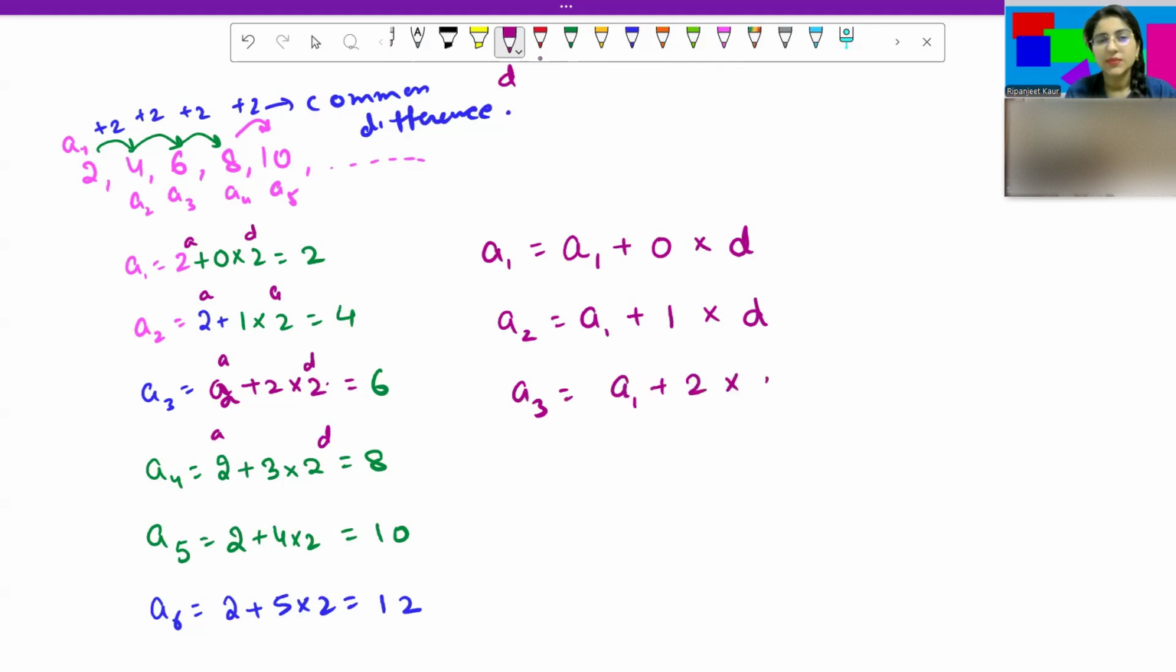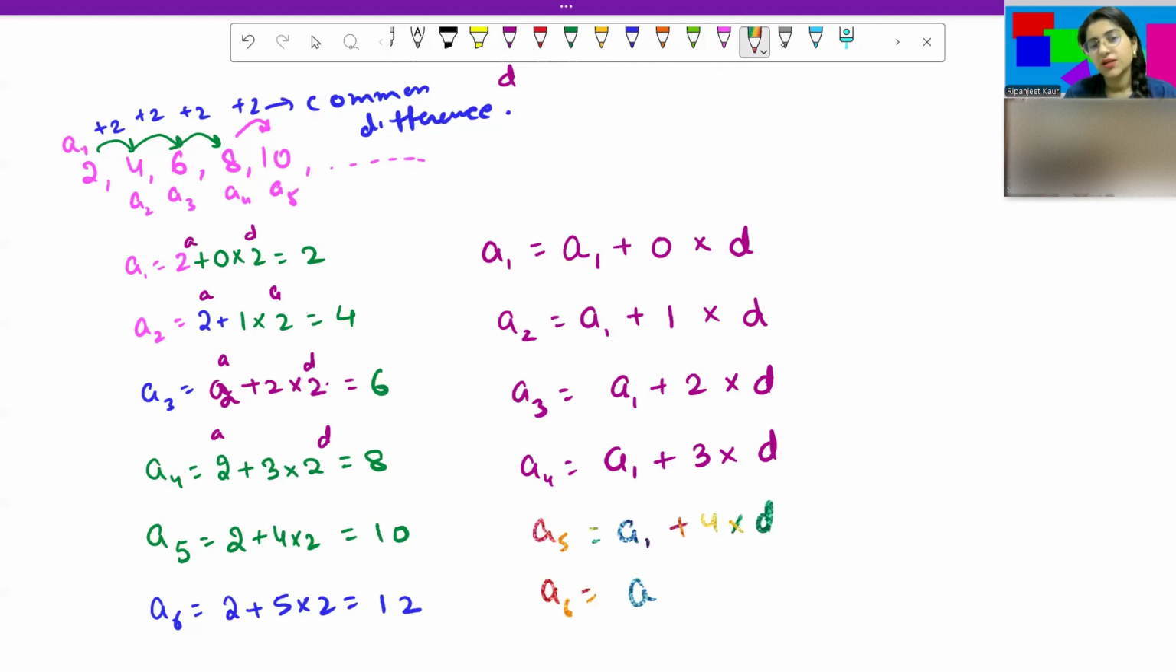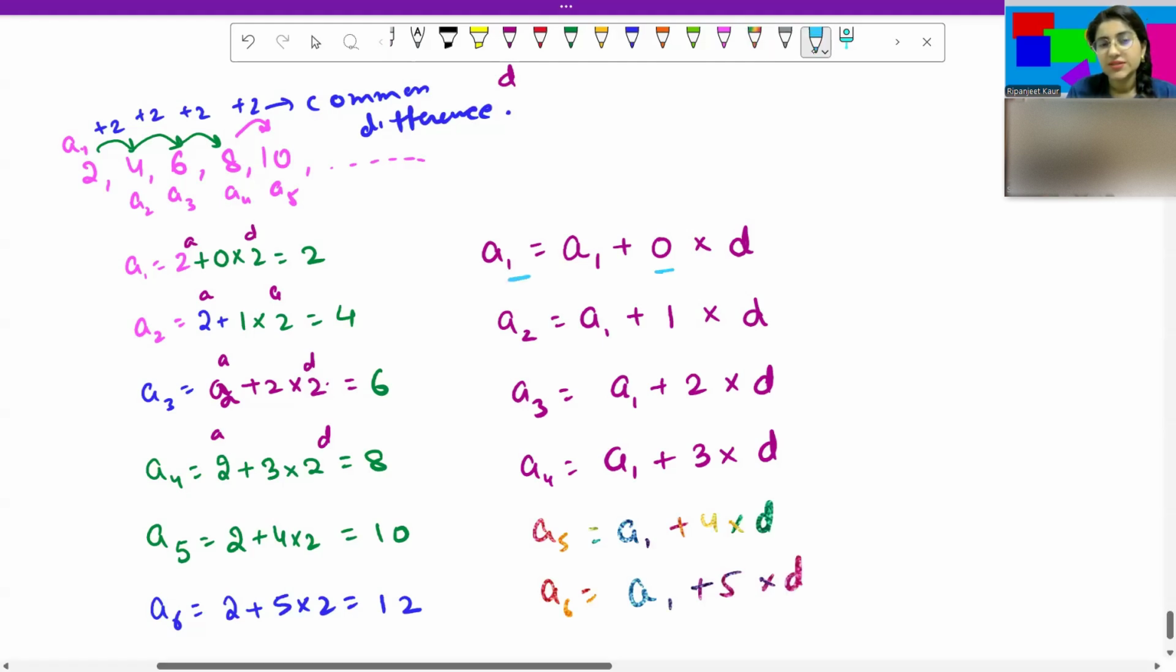And for this A4 also, this is remaining same. We can write A5 and A6 in the same way. So now see over here, what is the pattern they are following? If it is the first term, it's 0 here. If it is the second term, it's 1 here. Third term, it's 2 here. Fourth term, it's 3 here. Fifth term, 4 here. Sixth term, 5 here. One less, right?